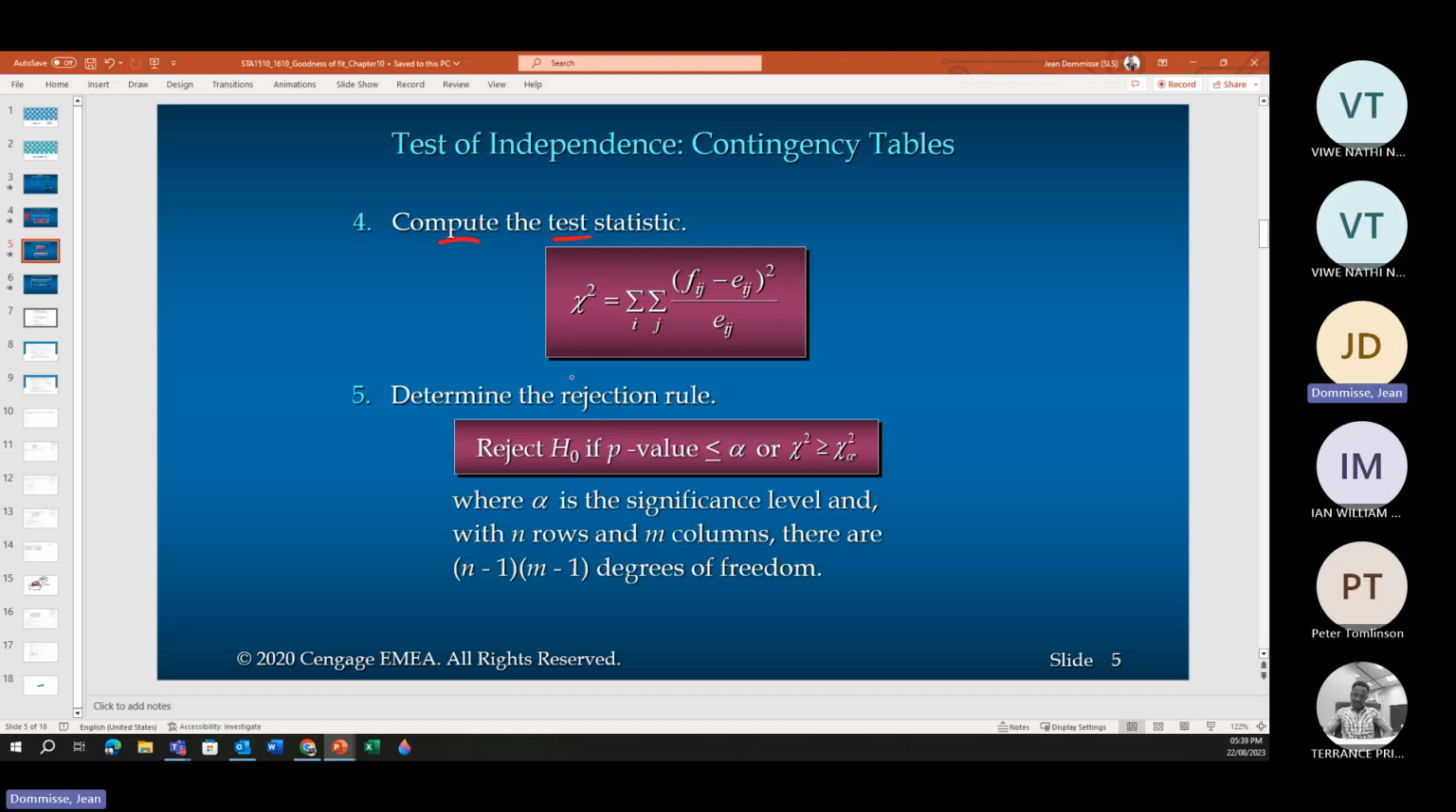Then what you're going to do is look at the significance level that they give you. And like we used to do with the Z tables in the previous work, we also have a chi-square table that we're going to look at. Then we're going to compare that critical value to the test statistic, and decide if I accept the null hypothesis or reject the null hypothesis.